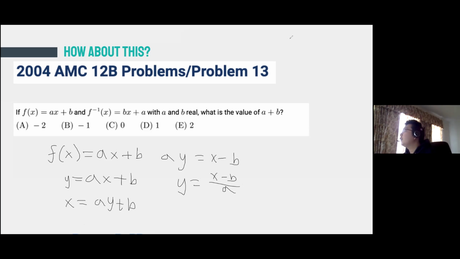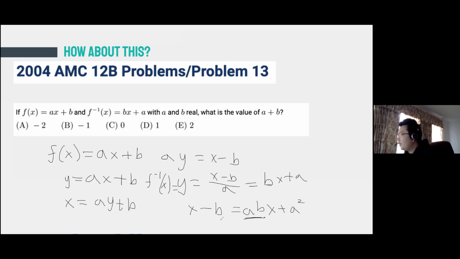And then we see that this is also equal to bx plus a. So we have that. And let's see what we can do with this, because we understand that this is actually f inverse. That's why we can plug in bx plus a, because we already know that this is the inverse function. Solving, we have x minus b equals abx plus a squared.